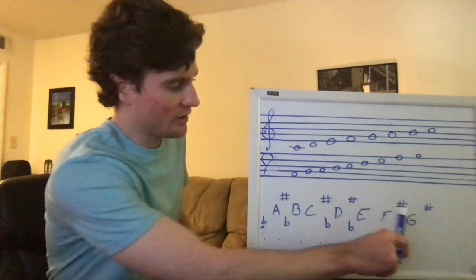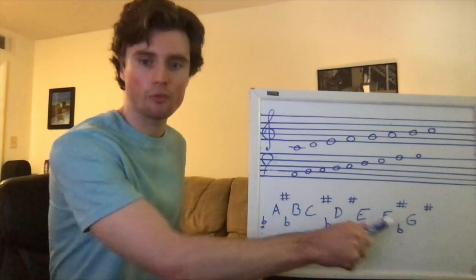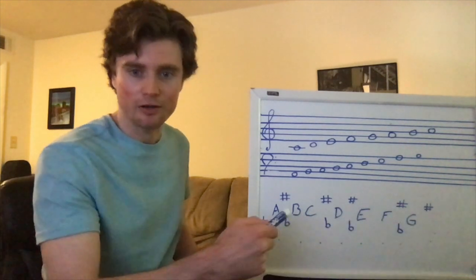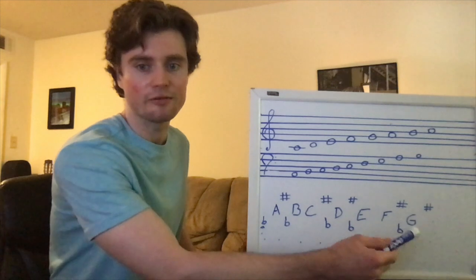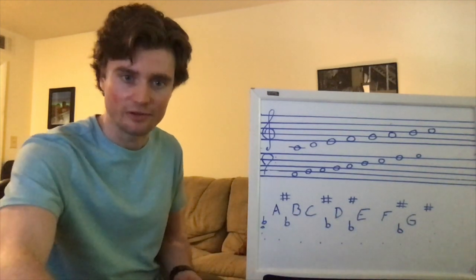The other thing to know is that the alphabet will loop. Once we've gone all the way from A flat to G sharp, it starts back over. So A, B, C, D, E, F, G, A, B, C, D, E, F, G, and it will just continue infinitely like that.